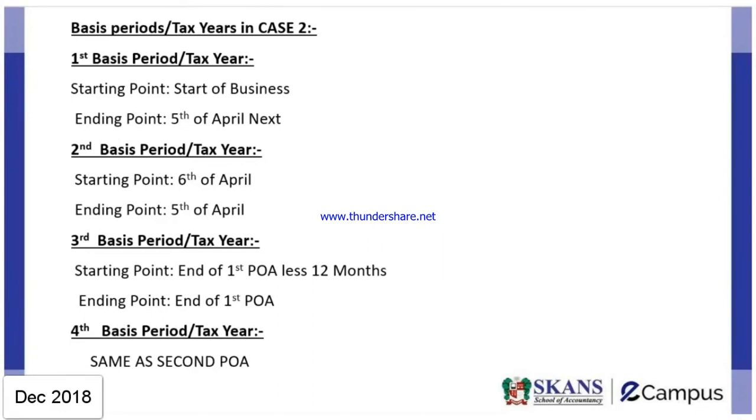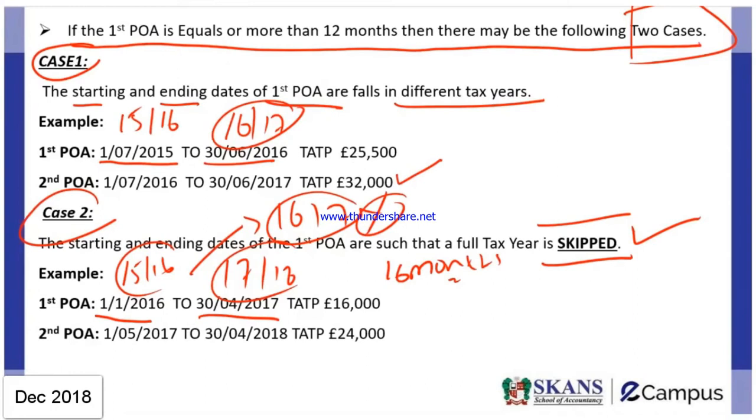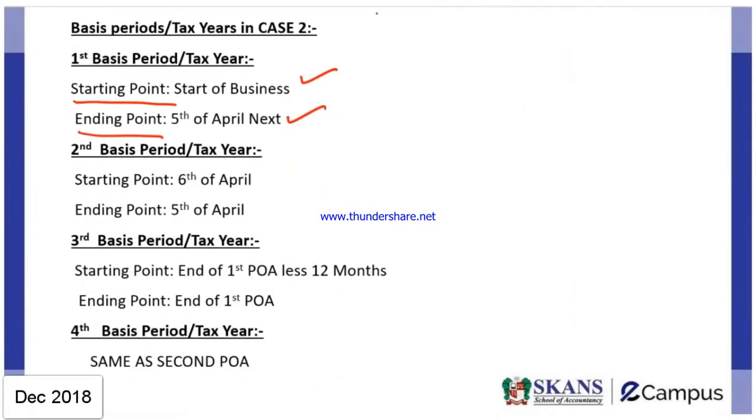Now, in case 2, what are the rules? The first basis period is the same as in case 1: start of business, and 5th of April next. In our example of case 2, the business starts from January 16 and ends at 30th April 17.